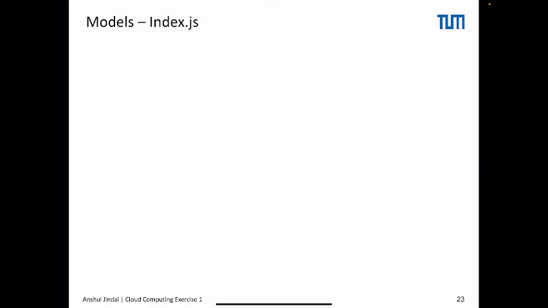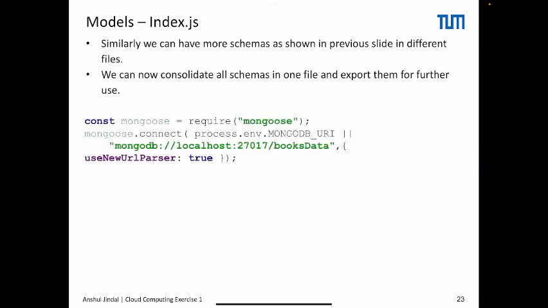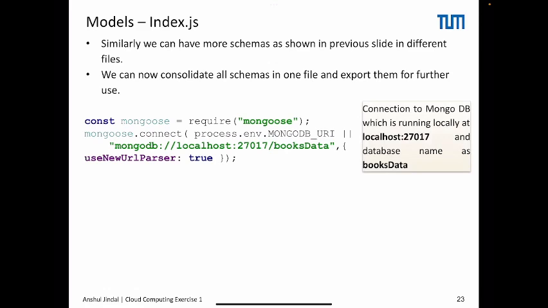And within this folder, there is an index.js file which you can specify to connect to the Mongo database, and also which model schemas you are using. Currently we are only using the books, but if you have more schemas, it's better to have this index file so that you can list all the schemas and import them over here.